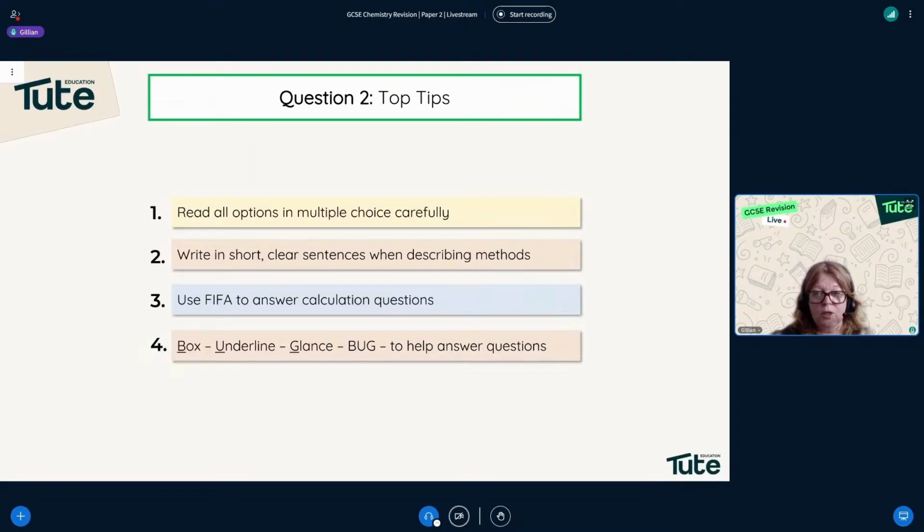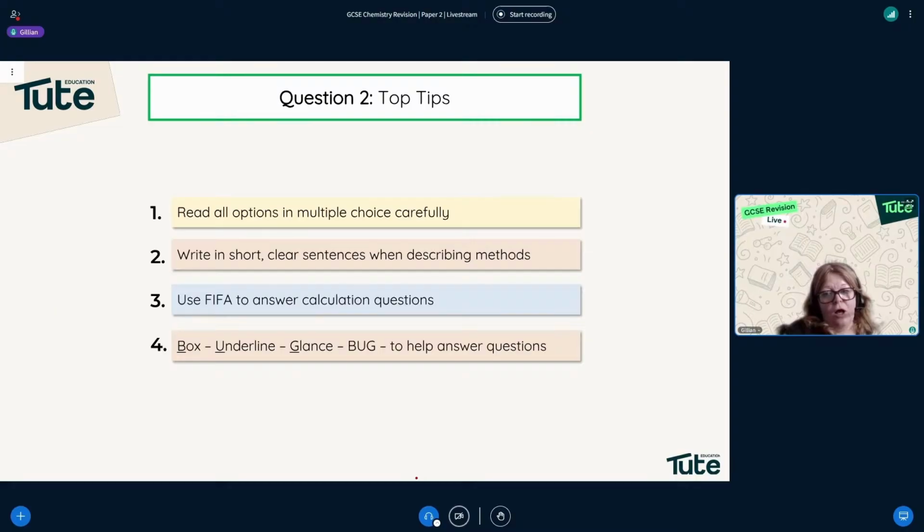So to sum up, what are our question 2 top tips? Read all options in multiple choice carefully. Write in short, clear sentences when describing methods. Use FIFA to answer calculation questions, and don't forget to box, underline, glance, use bug to help you answer these exam questions.